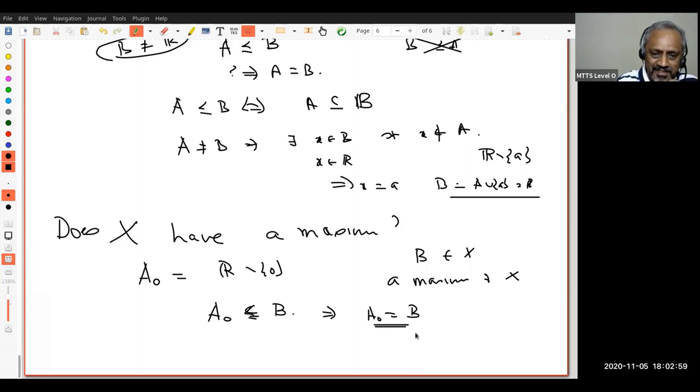There is a contradiction. Now let us look at A1 equal to R minus the singleton 1. For the same reason, what will I conclude? A1 is a maximal element, and since B is a maximum, A1 must be a subset of B. That means A1 equals B. But that cannot be, since A0 also must be equal to B.